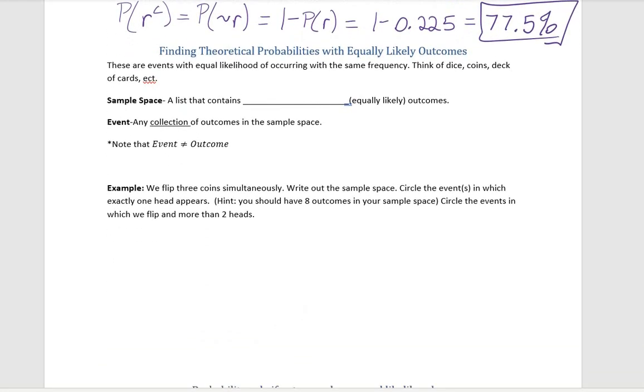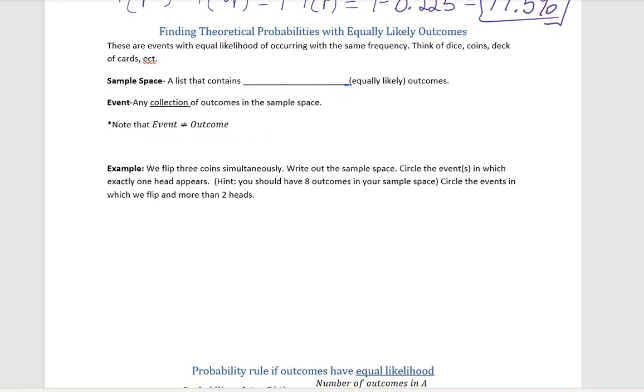All right, next up we're going to talk about how to find these theoretical probabilities with equally likely outcomes. When we talk about equally likely outcomes, we're talking about things that have the same chance of happening. So think of a die: every side has a 1 in 6 chance of showing, each side of a coin has an equal 50-50 chance of showing, a deck of cards, etc. We're not thinking of anything that's necessarily weighted.